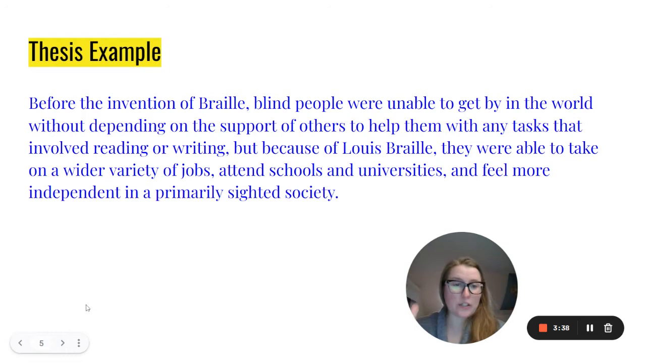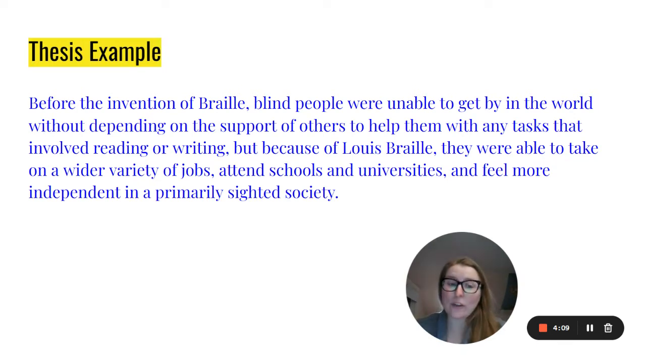So here's a thesis example. If I was writing about the activist Louis Braille or just about Braille in general, my thesis would read, before the invention of Braille, blind people were unable to get by in the world without depending on the support of others to help them with any tasks that involved reading or writing. But because of Louis Braille, they were able to take on a wider variety of jobs, attend schools and universities, and feel more independent in a primarily sighted society.